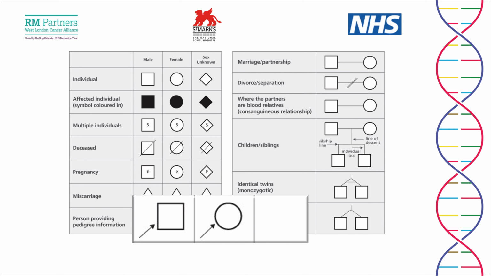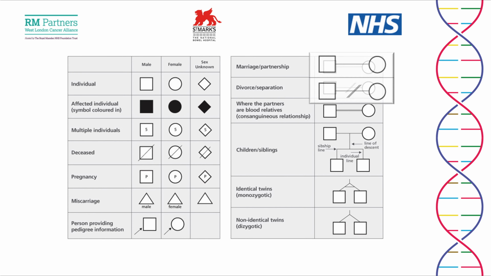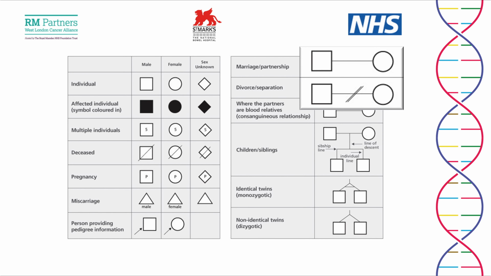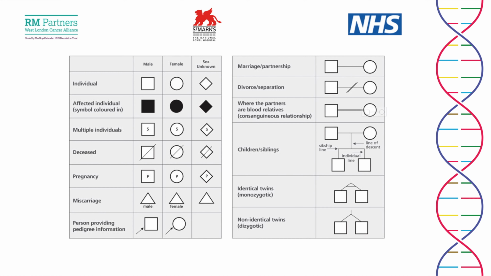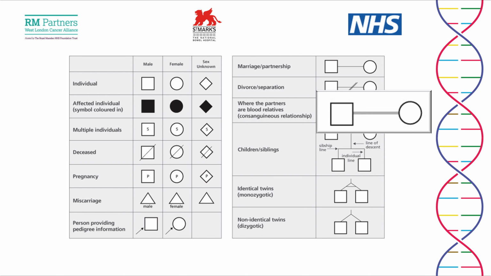Draw an arrow pointing to the person providing the information or proband. Draw a horizontal line to link a couple in marriage or partnership. Break that line to mark the couple as separated. If the couple are blood related, draw a double line between them.